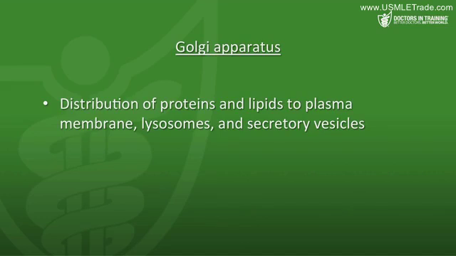The first category is the distribution of proteins and lipids from the ER to the plasma membrane or to the lysosomes or to the secretory vesicles. So the Golgi apparatus is like the cellular post office. It makes sure that everything gets sent to just the right place. In order for a protein to get to the lysosome or to get packaged in a secretory vesicle, it has to go through the Golgi.